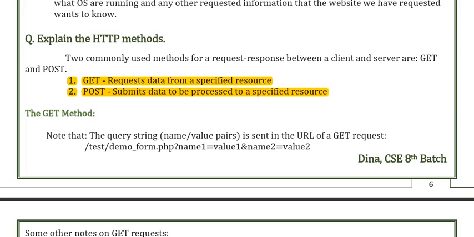Here GET means request data from a specified resource, and POST means submit data to be processed to a specific resource. That means GET stands on the client side and requests data from a specific resource. That means the client sends a request to the server in the GET section, and the server's reply is the reason this section is called the POST section.